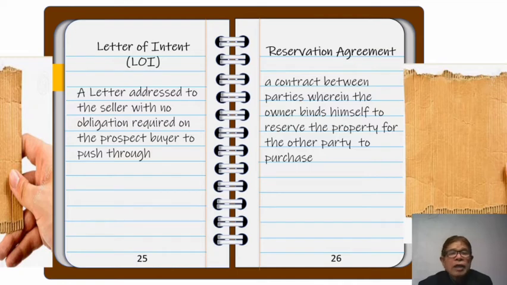In brokerage, it usually uses an earnest money agreement. The seller in brokerage is obligated to sell. It cannot back out without legal consequence. While a reservation agreement is only a promise to sell in the future. So the developer can decide not to push through with the project. So that's the difference between reservation agreement and letter of intent. And in brokerage, earnest money agreement is commonly used.